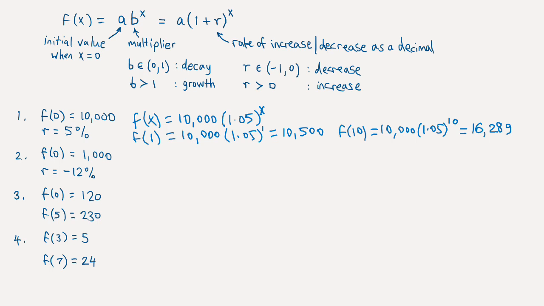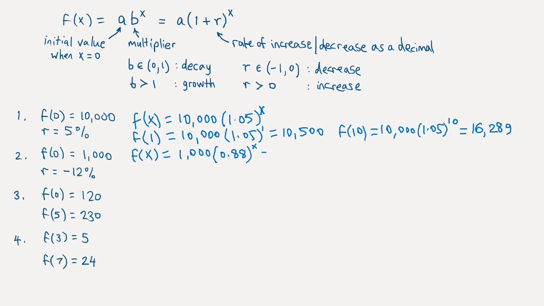Okay, how about a decay function now? So let's do f of x starting at 1,000 at the beginning of the starting time period, and every time period after that, the amount decreases by 12%. So 12% as a decimal is going to be minus 0.12, and so 1 minus 0.12 is 0.88. So there's our exponential function.